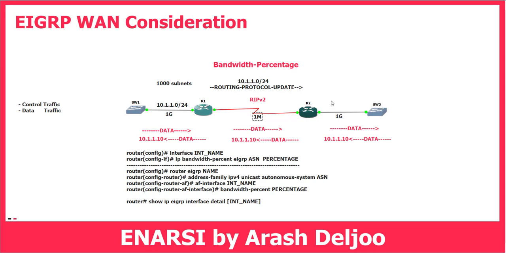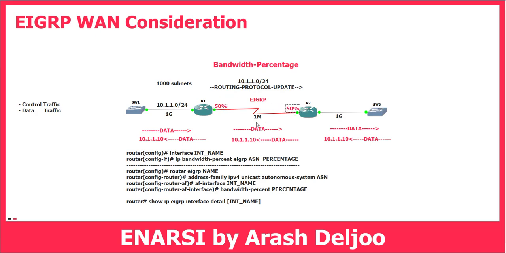Actually, we shouldn't consume all of the bandwidth of one WAN link for the traffic of routing protocols. This is an important consideration. In EIGRP, we can control it, but RIP by default uses all of the bandwidth. For example, when you enable EIGRP, by default EIGRP is allowed to consume a maximum of 50% of the bandwidth of the link.